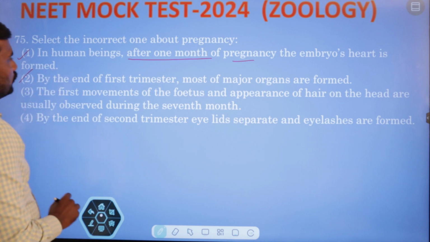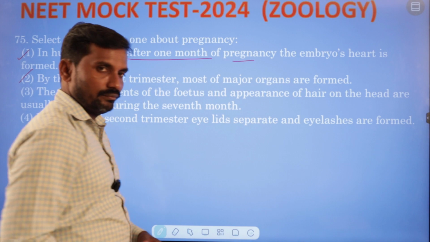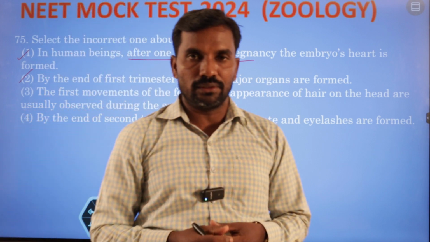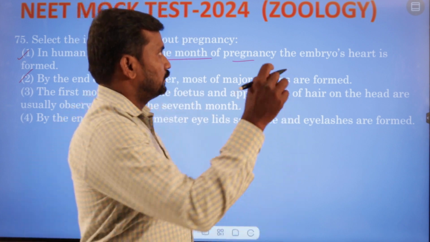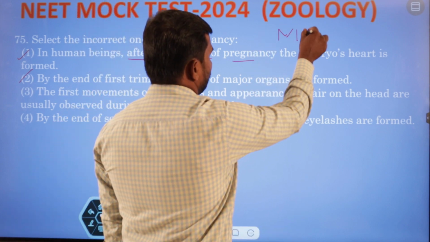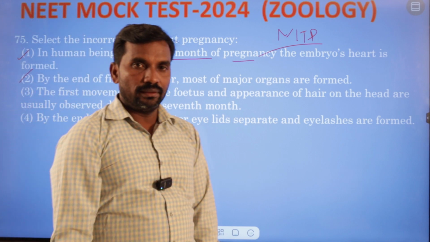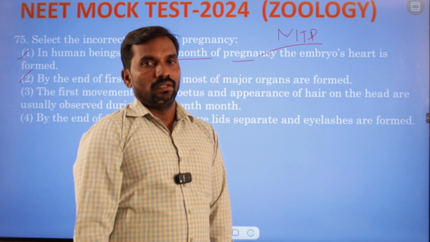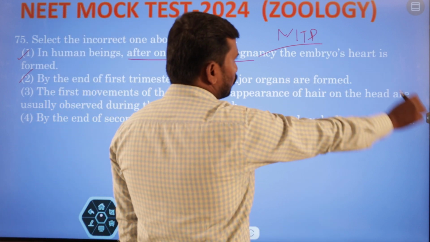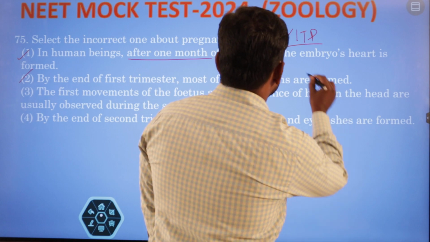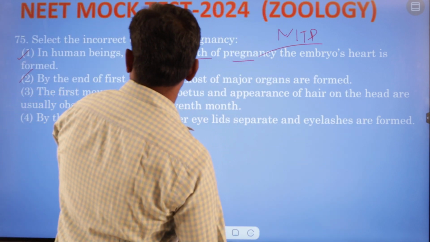Now, by the end of the first trimester, most of the major organs are formed. We divide gestation into 3 trimesters: the first, second and third trimester. Already we studied in reproductive health that MTP, medical termination of pregnancy, is supposed to be done in the first trimester itself. If it goes beyond the first trimester, it must be done with the opinion of two doctors. So by the end of the first trimester, most of the major organs are formed.